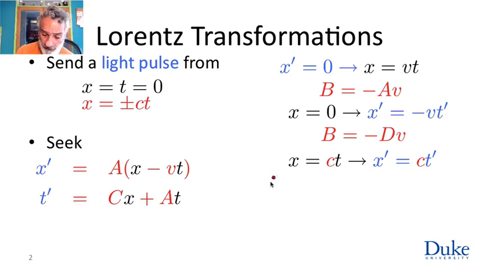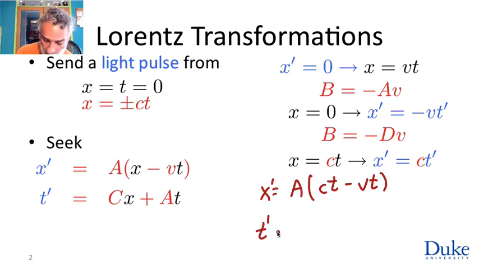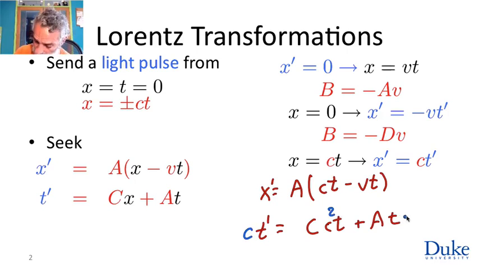Let's try to do that. So if x is equal to ct, I find that x prime is equal to a times x, which is ct, minus vt. On the other hand, t prime is equal to c times x, which is ct, plus a times t. Sorry for the double use of c, at least it's clear in the typeset version. Now, I'm not so interested in t prime. I want to study c times t prime to make the comparison. So let's put another c here. Multiplying this by c, I get a c here.